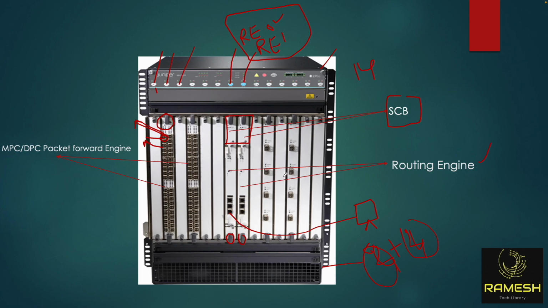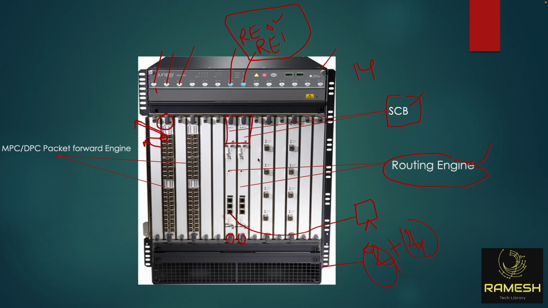So far, how many components have we discussed? SCB and routing engine. First you need to install the SCB, the switch control board. After that, inside the switch control board, you need to install the routing engine. Is it clear? Any questions? No? Okay, cool.